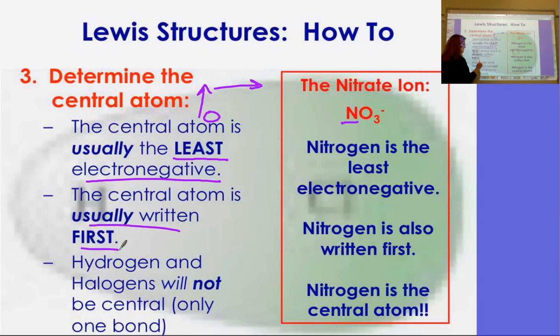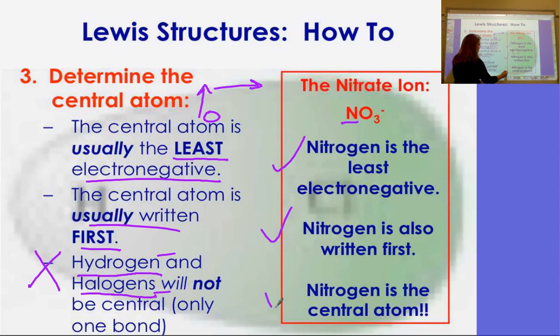The central atom is usually written first. Nitrogen's written first. It's also least electronegative. You can look on your chart and look at the specific numbers too if you don't want to worry about the trends. And it cannot be hydrogen, and it cannot be a halogen. Nitrogen is not hydrogen, and nitrogen is not a halogen. Therefore, nitrogen goes in the center.